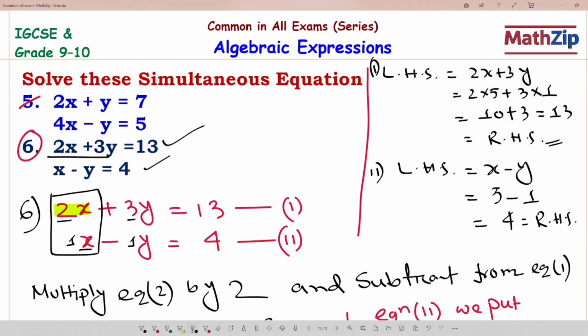Okay, so this is a very important question, because simultaneous equations you will face in any kind of examination, especially IGCSE grade 9 and 10, and they are common in all examinations around the world.